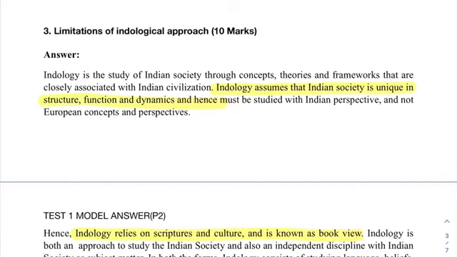Hello everyone. Today we are going to study Indological approach. So we are going to discuss this question, limitations of Indological approach. This is a 10 marker question. So how should ideally we write a good answer?